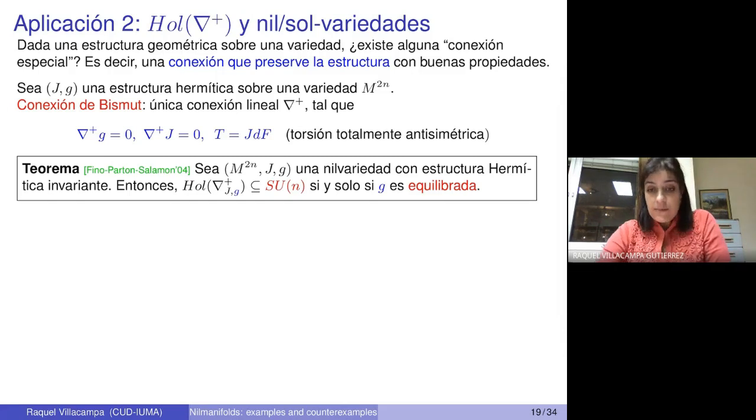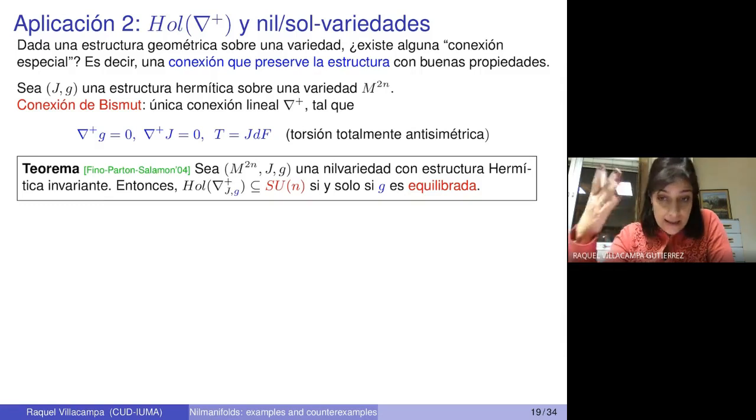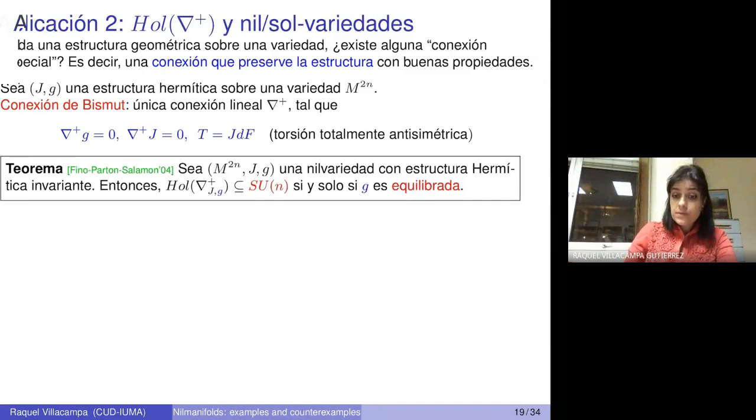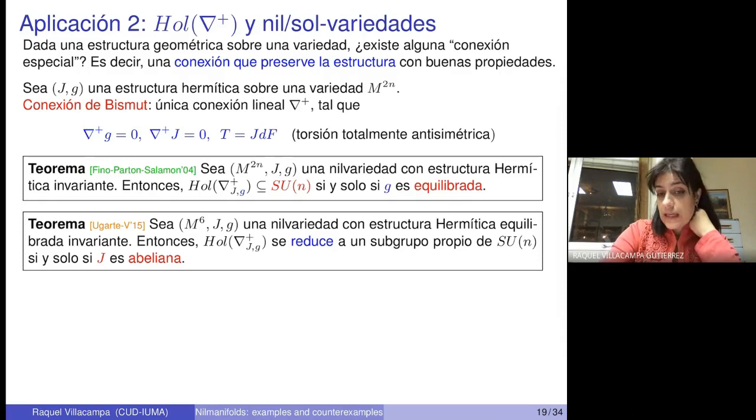Fino, Parton, and Salamon proved the following theorem. Suppose that we have a nilmanifold with an invariant Hermitian structure. Then the holonomy of this Bismut connection is contained in SU(n) if and only if the metric is balanced. So we have a complete study of nilmanifolds endowed with invariant Hermitian structures and also with balanced Hermitian structures. So we can compute all the holonomy groups in each case.